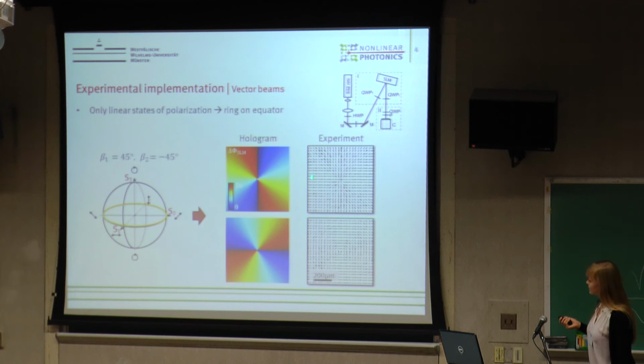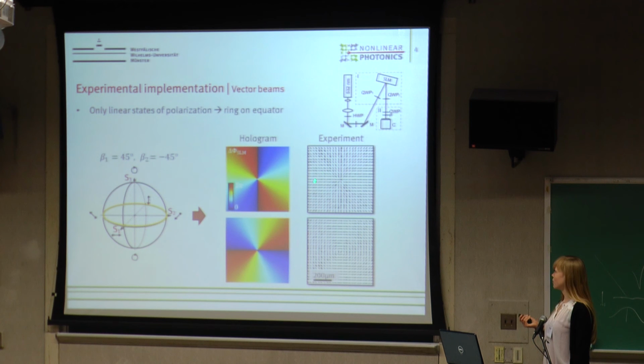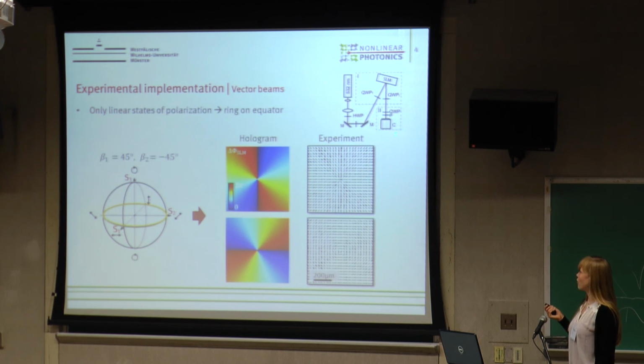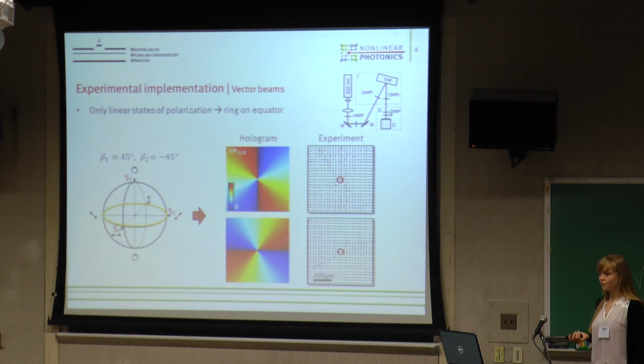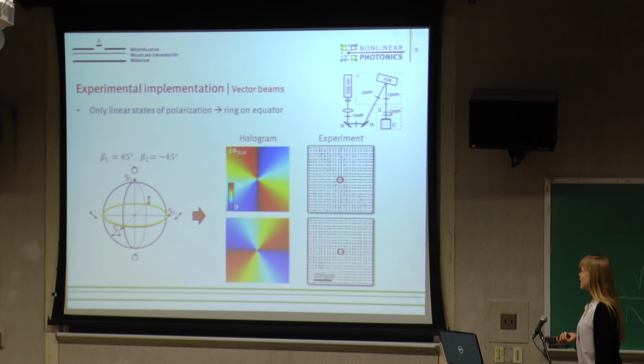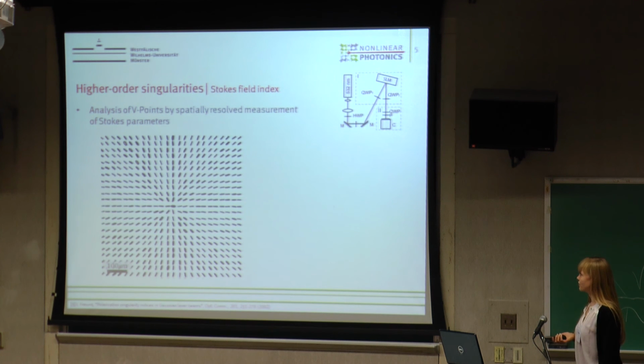So in these cases, it's not so good to see. I hope you can see it. We have small polarization ellipses, which are measured here in our transverse plane by a rotatable quarter wave plate and a fixed polarizer in front of a CCD camera. So we can measure our states of polarization pixel-wise. So in this case, we have now in the center of these beams our polarization singularities, our V points, where the polarization is undefined. And now if we want to characterize these V points, we use our Stokes field index.